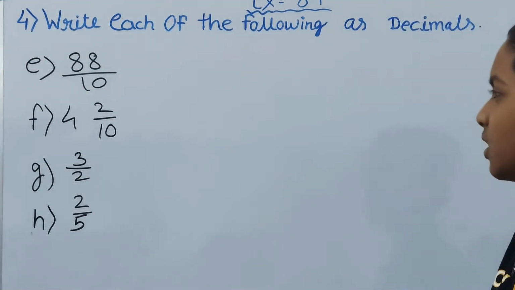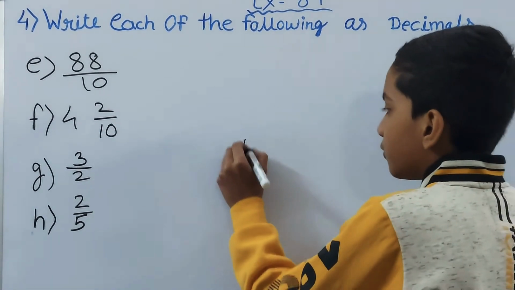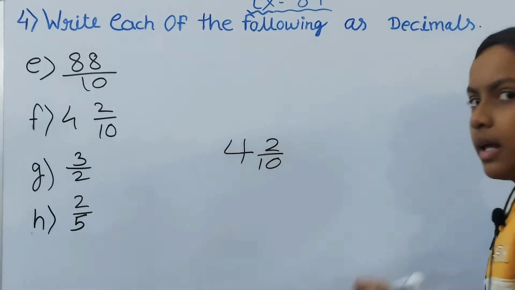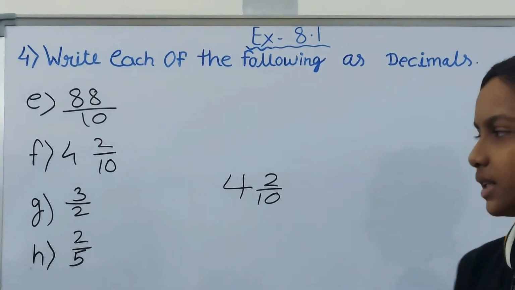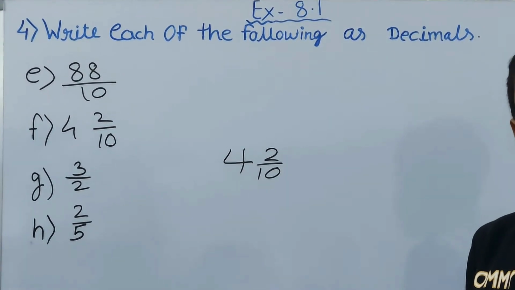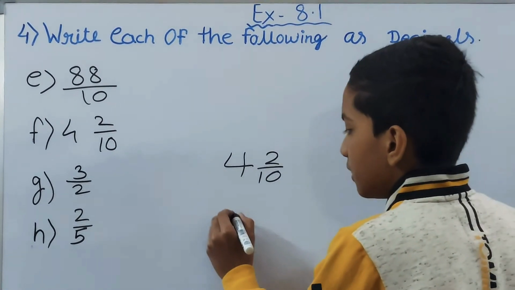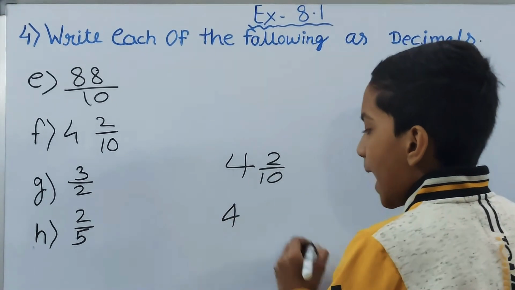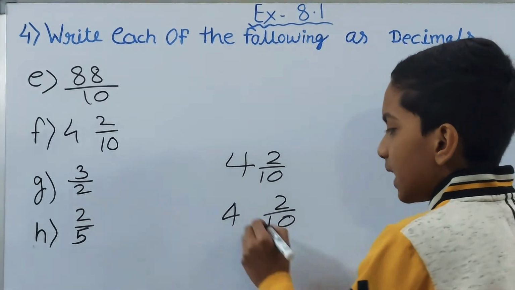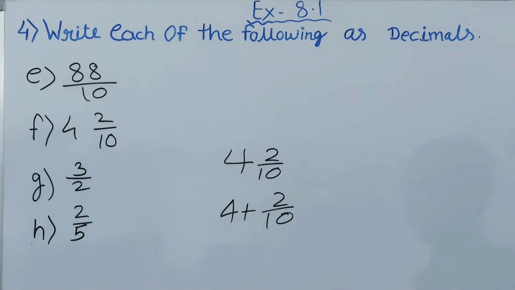So this is 4 wholes and 2 upon 10. Now friends, there are two methods. So friends, now you have to follow some steps to convert a mixed fraction into a decimal. First you have to separate your whole number and the proper fraction which we are having. Alright, and we will add them. So now you can easily add them.